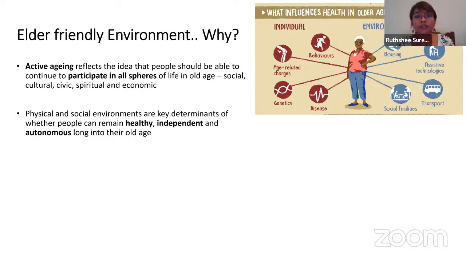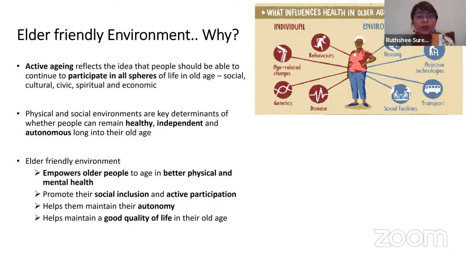So the physical and social environments are again very key factors which help them remain healthy, independent, and also autonomous. Being independent and autonomous is again an important aspect of aging in a healthy way. So in general, the elder friendly environment is ideally supposed to empower older people to age in better physical and mental health. They are supposed to age in a very graceful manner, both in physical and mental health.